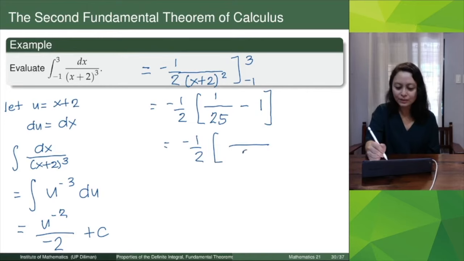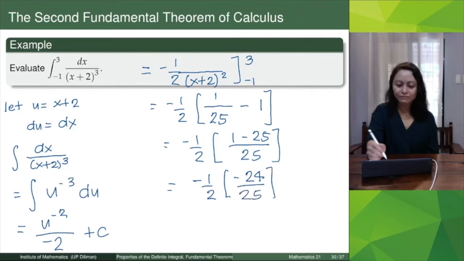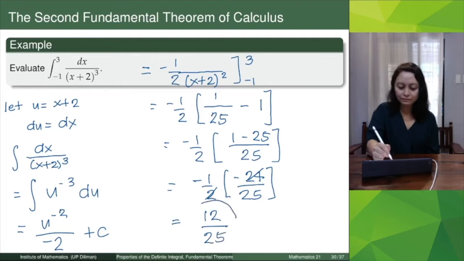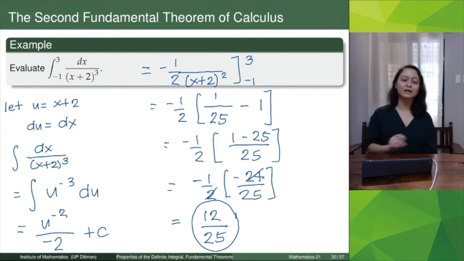The LCD is 25. We have 1 minus 25 over 25. So, this is negative 1/2 times negative 24 over positive 25. Okay, so magka-cancel out to. Negative, negative, you get positive 12 over 25. Okay? Yan, ingat lang, wag careless sa mga computations. Take note, anong ginawa natin dito?